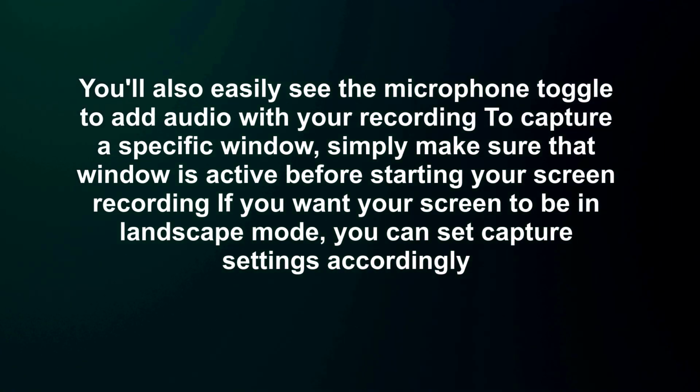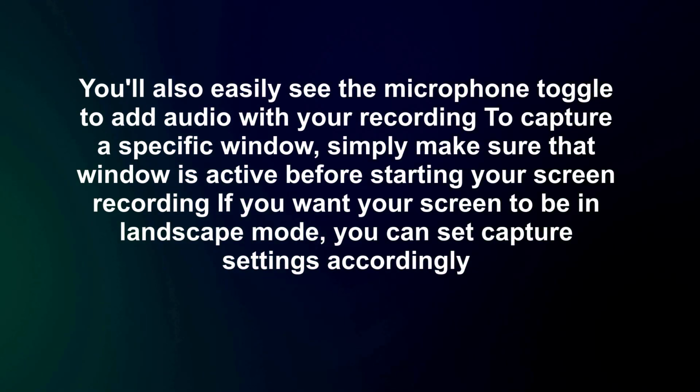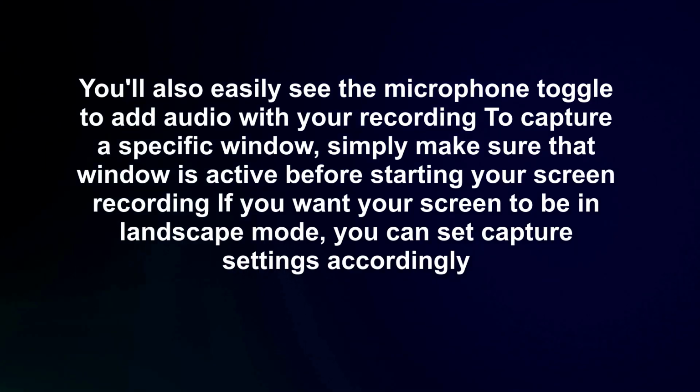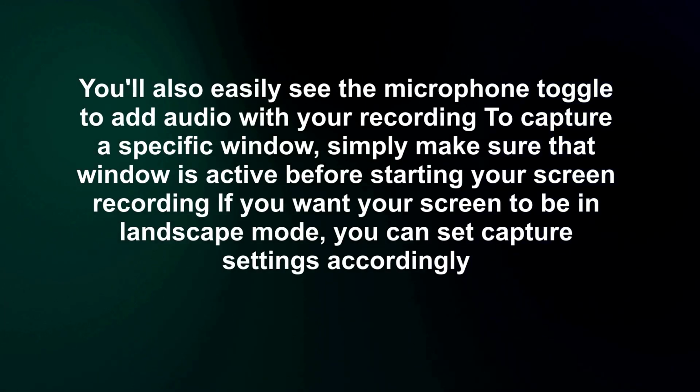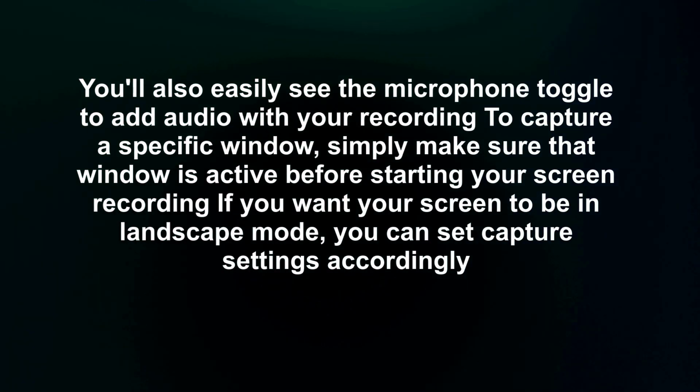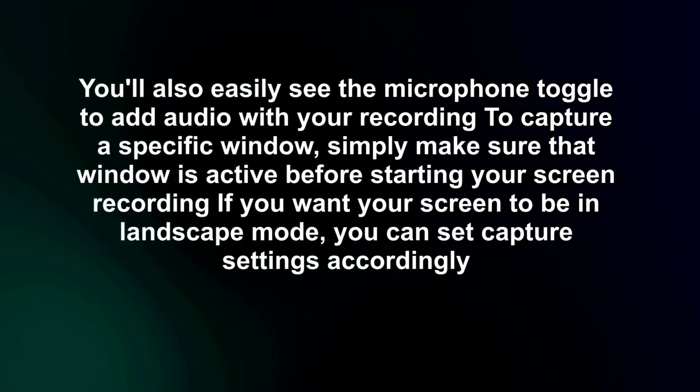You'll also easily see the microphone toggle to add audio with your recording. To capture a specific window, simply make sure that window is active before starting your screen recording. If you want your screen to be in landscape mode, you can set capture settings accordingly.